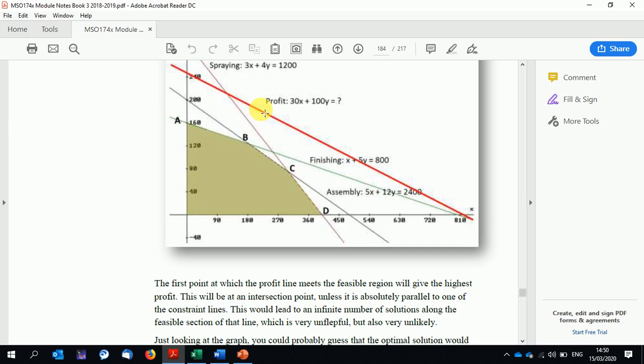So take a ruler, place it, start from here, parallel to this red line, and move up. And you will see that the red line will touch point B last. And that's where your optimal solution would lie. So it's easy in terms of method.